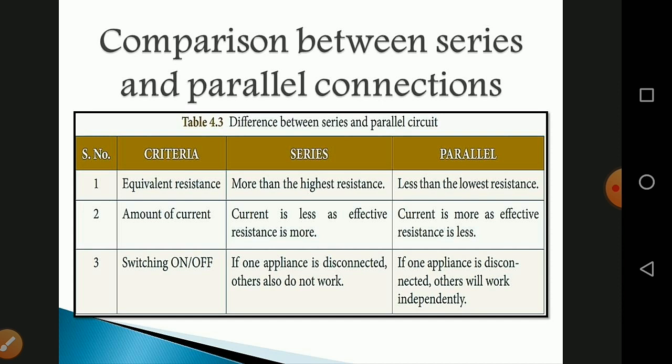Switching on or off: in a series connection, if one appliance is disconnected, the others also do not work. If you switch it on, all the appliances work, but if the switch is off, or one appliance is disconnected, the others also do not work. In a parallel connection, if one appliance is disconnected, the others will work independently, because they are connected with independent connections.